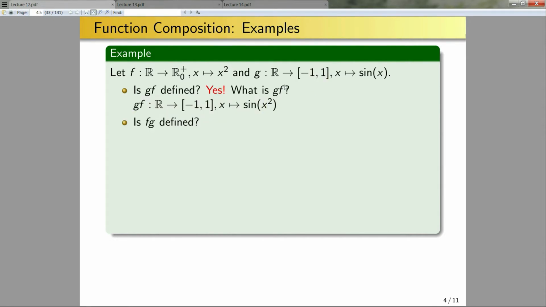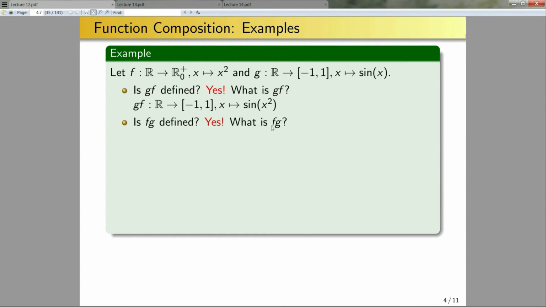Now, what about fg? Is this defined? So take a minute and think about it. Well, g, its domain is R. It maps everything to this interval from -1 to 1. This is a subset of the domain of f. Therefore, this would be defined in this case.